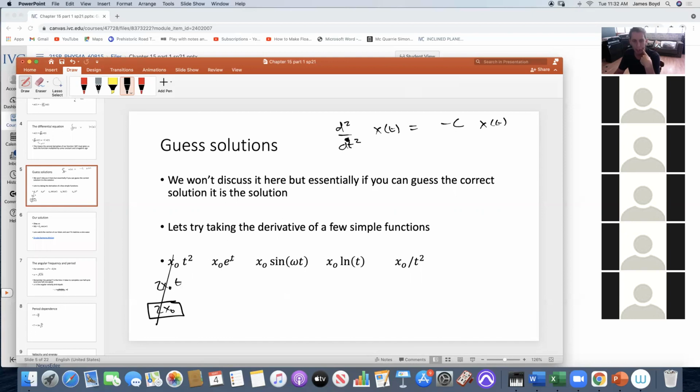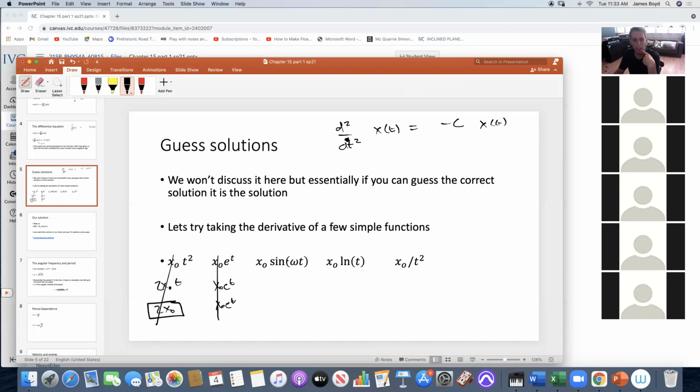Let's do this one. E to the t, the derivative with respect to t is just e to the t. So we get x naught e to the t, x naught e to the t. The derivative doesn't change. This gave us back our original function, but there's no constant and there's no negative sign. So that one doesn't work.